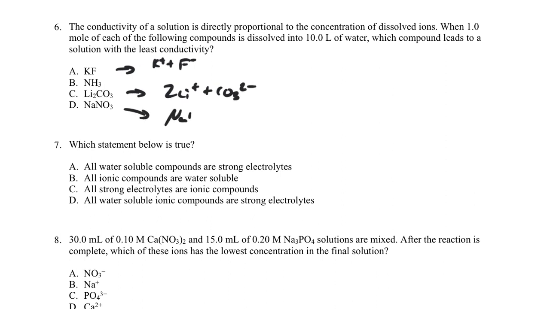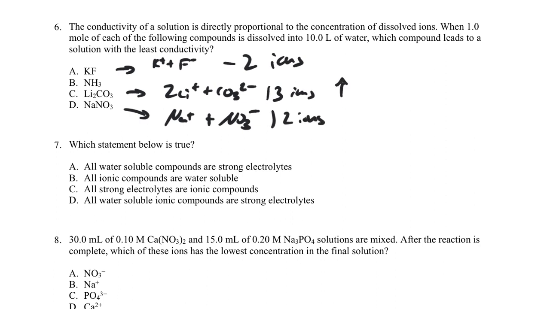Sodium nitrate is a sodium and a nitrate. Remember, the polyatomic ions stay together, so we have to recognize sodium nitrate, lithium carbonate here, and the carbonate and nitrate ions stay intact. But we're getting two ions from KF, we're getting 3 ions from Li2CO3, and just 2 ions from sodium nitrate. And so the highest would be lithium carbonate, because it has the most ions.